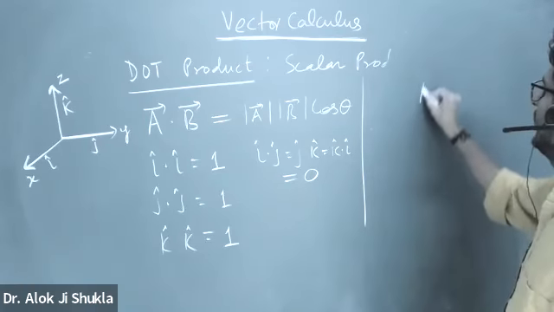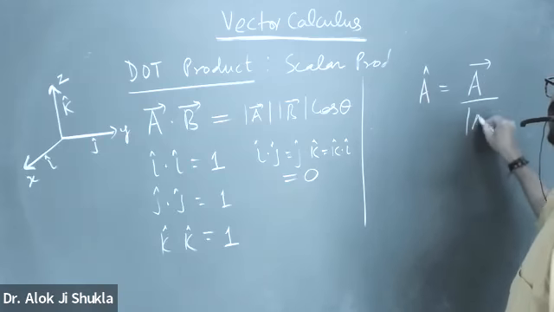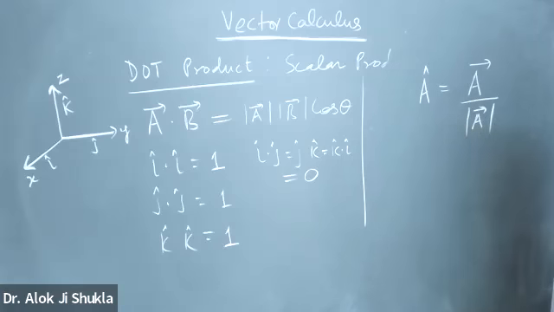So you can calculate unit vector for any vector. It is simply a vector divided by its magnitude. This will give you unit vector.